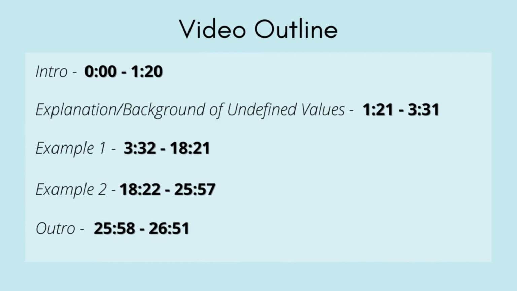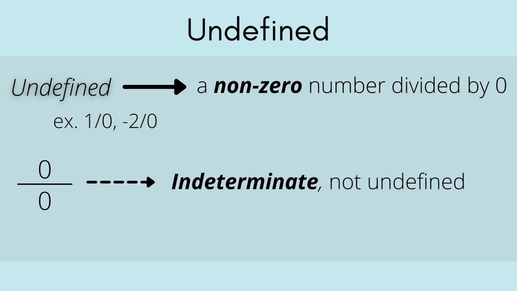Now, as a refresher, I'm pretty sure we know what undefined means. However, I just want to refresh y'all that undefined is any non-zero number over 0, such as 1 over 0, or -2 over 0, or even 1,000 over 0. Now, take note that I said non-zero number, because if we had 0 over 0, that would be a different case. It wouldn't be considered undefined, but rather indeterminate. And that's just a whole nother realm.